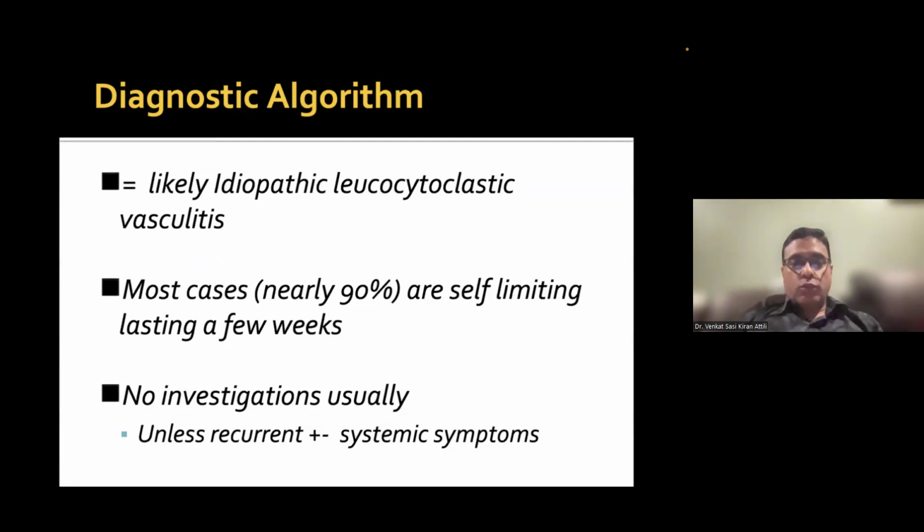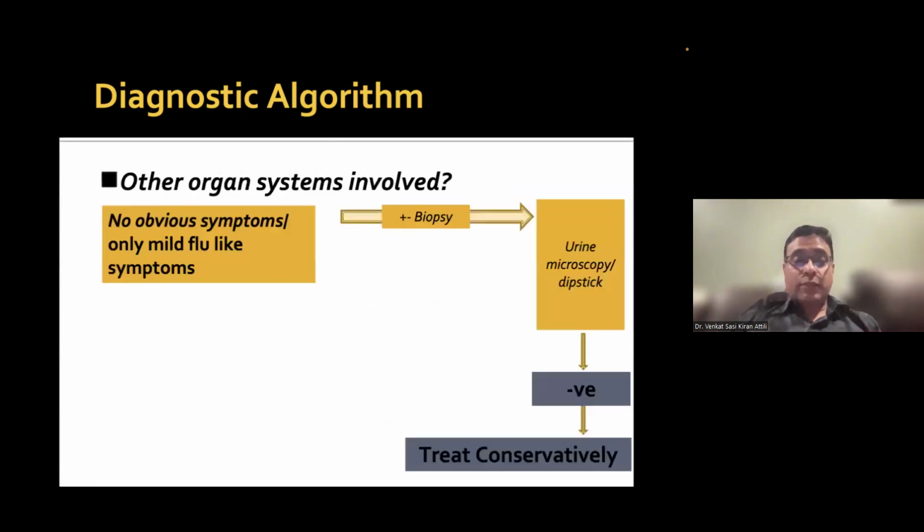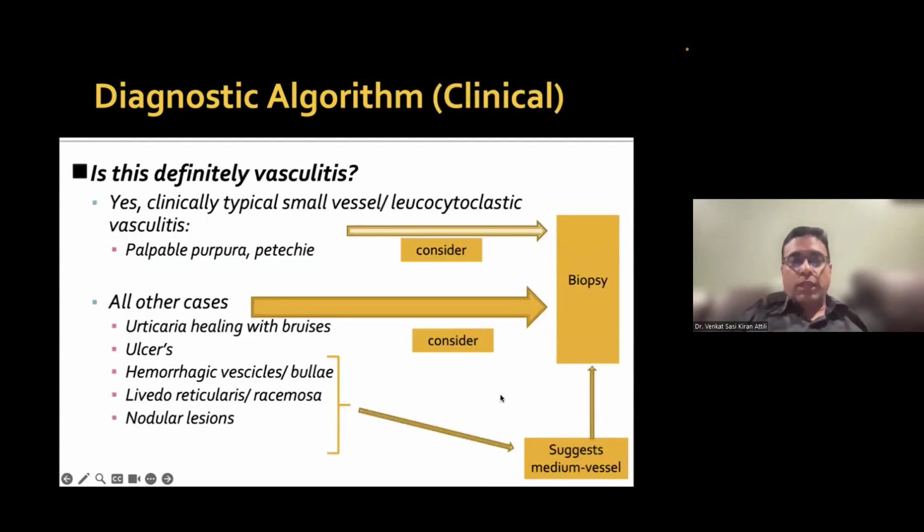In likely idiopathic leukocytoclastic vasculitis, most cases are self-limiting, and no investigation is usually necessary. I often just do a urine dipstick unless recurrent or has systemic symptoms. So biopsy not needed. Usually I do a urine dipstick. If it's negative, then you're done. If it's positive, then you may need to think about systemic involvement. So if it's typical, then you may or may not do a biopsy, not essential. But if it's urticaria with bruises, ulceration, hemorrhagic vesicles, bullae, livedo changes or nodular lesions, then it's suggestive of a medium vessel vasculitis, in which case you may consider a biopsy.